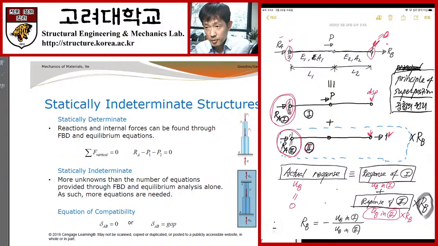Once I determine the reaction, using the reaction value I can calculate the internal stress in different parts of the structure, for example section 1 and section 2. That's how we can finish our analysis.